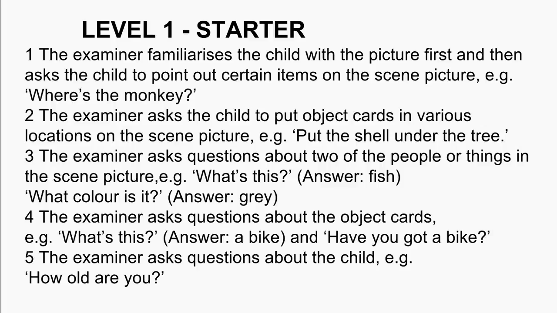The third activity, the examiner asks questions about two of the people or things in the picture. What's this? What color is it? Activity 4, the examiner asks questions about the object cards. What's this? Have you got a bike?